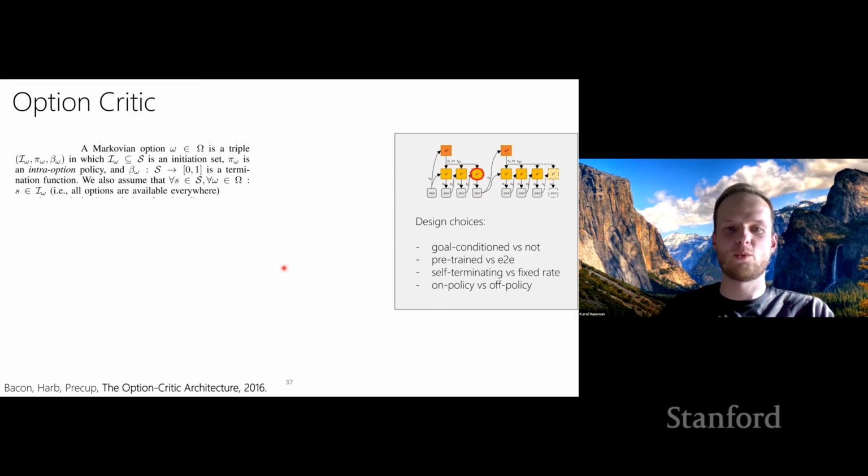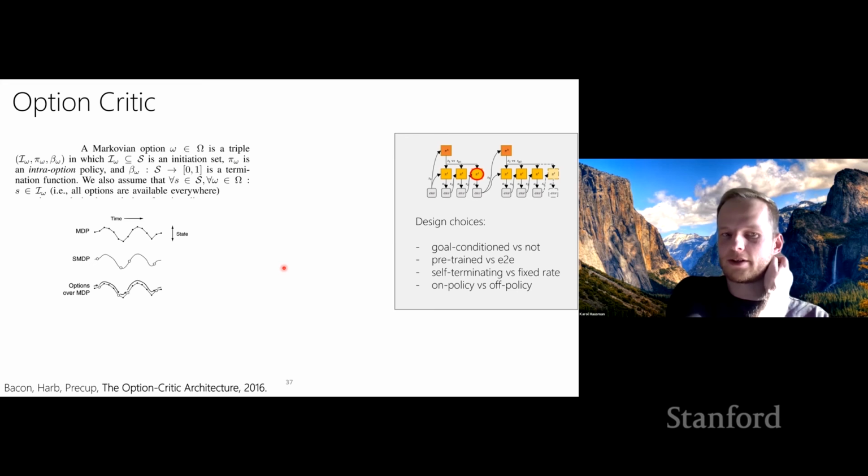I is the initiation set of the option, so it tells us when the option is allowed to start. Pi is an intra-option policy, a low-level policy that gets to act in that particular state. And beta is a termination function. Given a state, it lets the option tell whether it should terminate or not. So the option itself decides when to terminate.